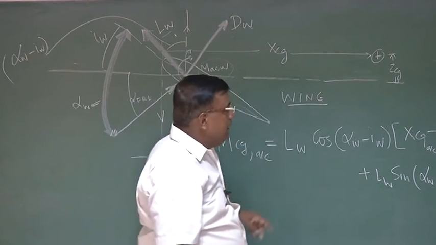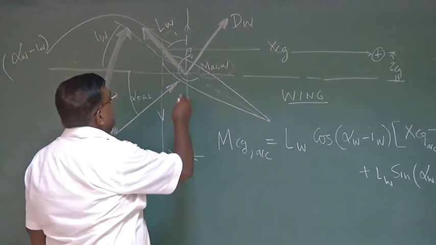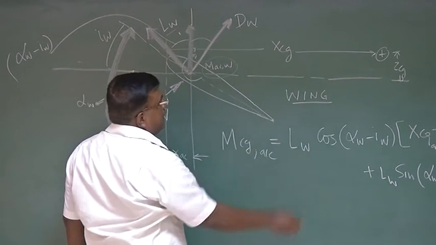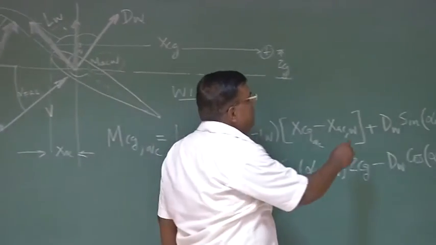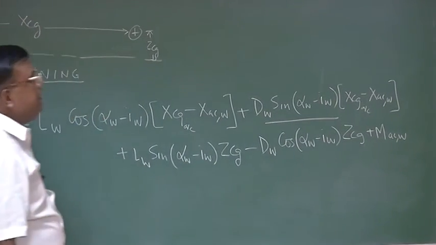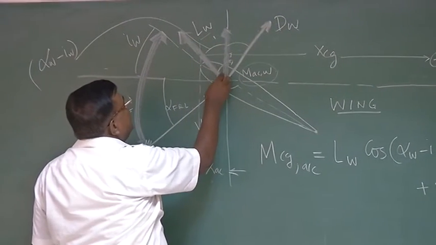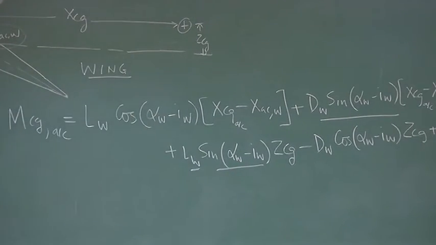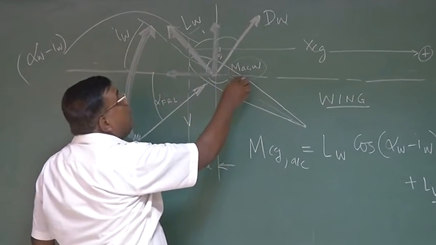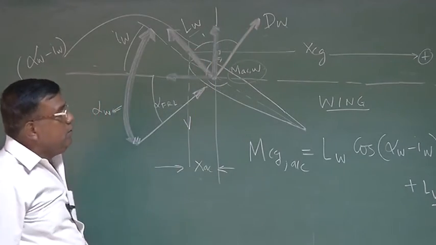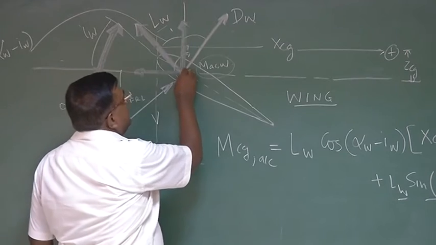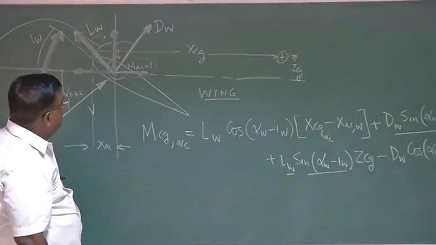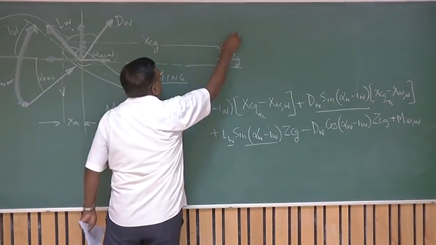So this is positive. Second, you can see for drag. Drag also has two components. The vertical component, if you see here, will be 90 minus alpha minus IW, so the cos will become sine. So we have DW sine of alpha W minus IW into the same xCG aircraft minus xAC wing. Similarly, you could see that LW has a horizontal component, which is the sine component, here, LW sine of alpha W minus IW. So this is acting here, the CG is over the fuselage reference line, so this also will give a nose up moment. So it is here positive. As far as drag is concerned, you could see the horizontal component is in this direction, that is DW cos of alpha W minus IW, but this component will give a moment about CG in the nose down direction.